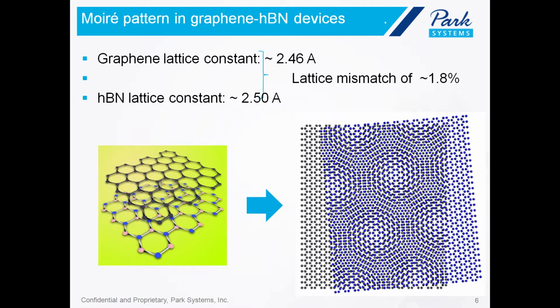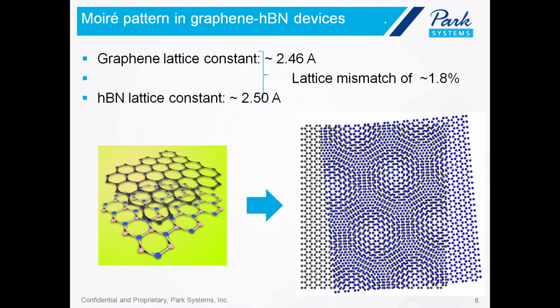And you'll notice that we specified hexagonal boron nitride because we wanted to have a similar lattice constant and pattern to graphene, which is also hexagonal in nature. So in this case, this is where we have a lattice constant in one layer being slightly different than the lattice constant of the layer below it.